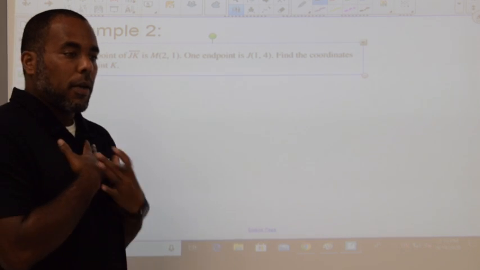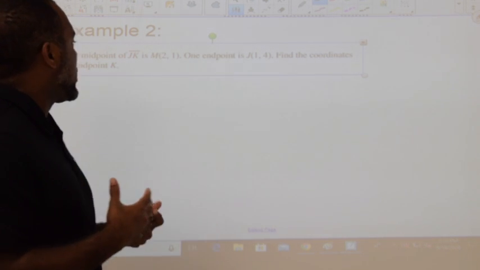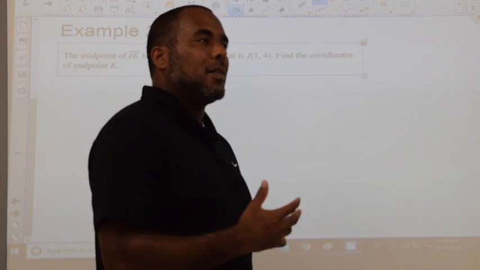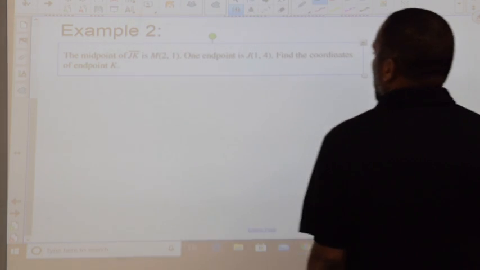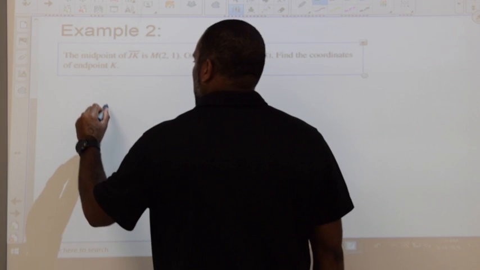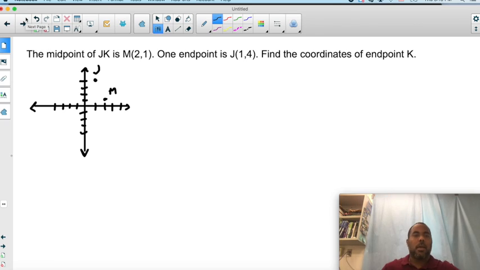This one, for my own personal sake, I do want to write this down to see what it looks like. So I think to myself, what does this look like? The midpoint of JK is M, 2, 1. The one endpoint is at J, 1, comma 4. Find the coordinates of the other endpoint K. So that means I'm trying to find the other piece that's down here. We want to think, okay, so J to M down to K somewhere over here. And to do this problem, we're going to be able to use the midpoint formula.